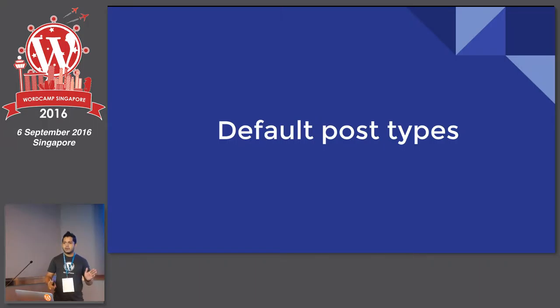Do you know what a post type in WordPress is? A post type is a way that WordPress can hold data, not all of it, but there are many ways that WordPress can hold data. So post type is one way. There are five different default post types in WordPress.